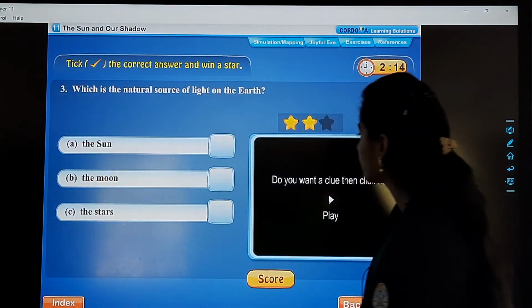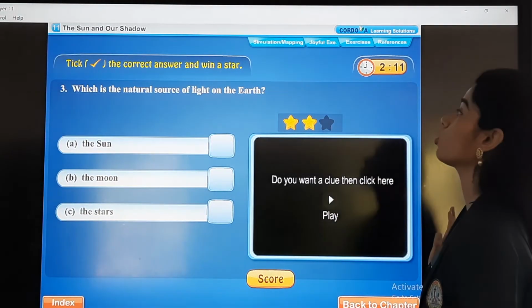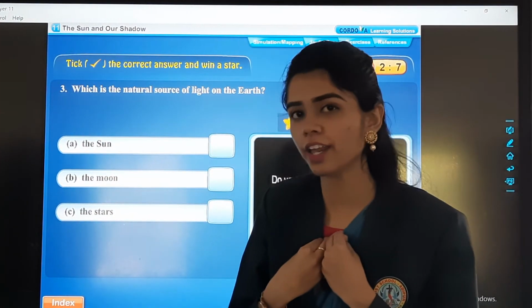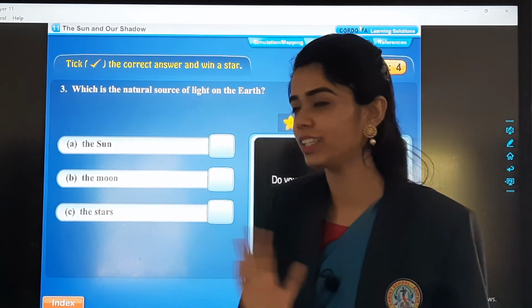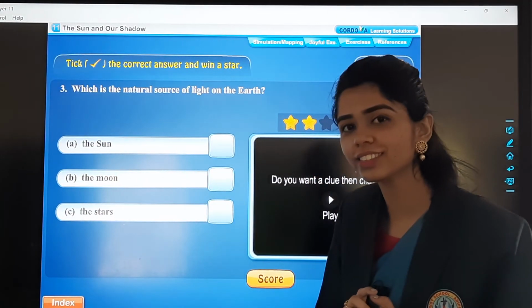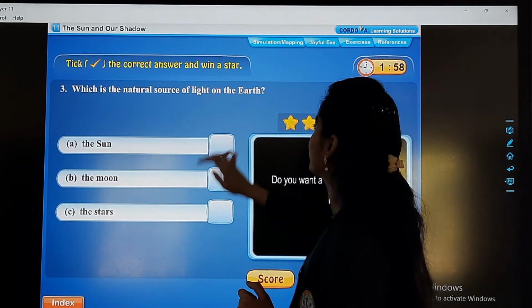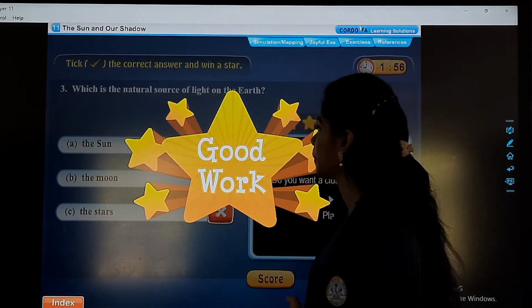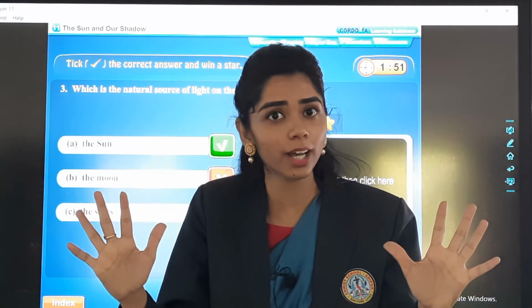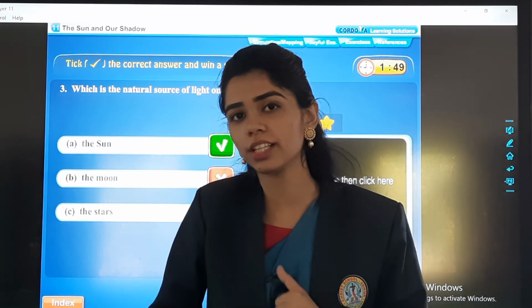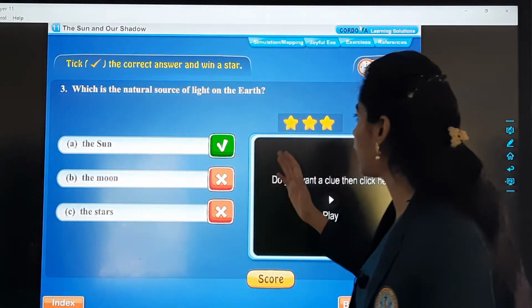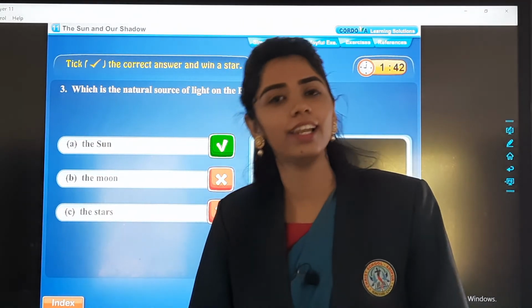Then, which is the natural source of light on the earth? Natural means that which was not made by human beings but given to us by God. So is it the sun, the moon or the stars? It is the sun. Good work. Because the moon and stars do not give us enough light that we can see easily, right? But the sun gives us very bright light. So the sun is the natural source of light.